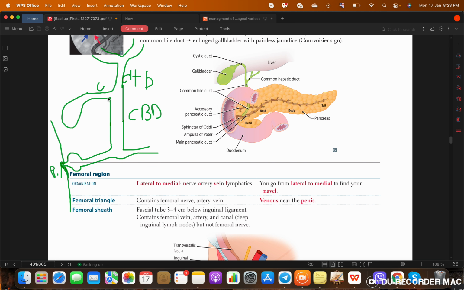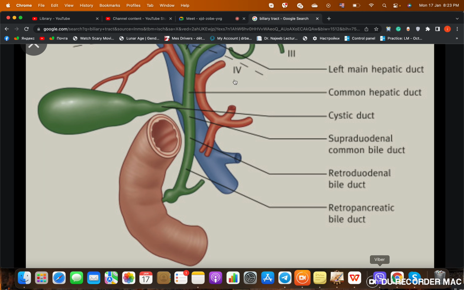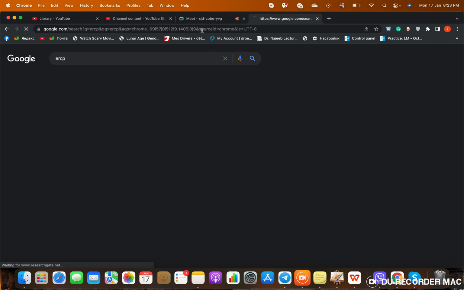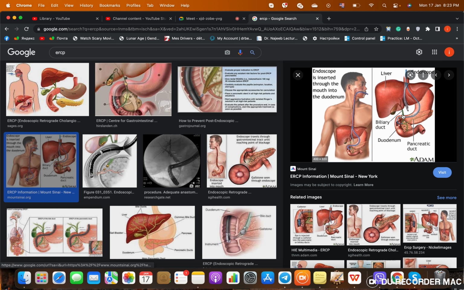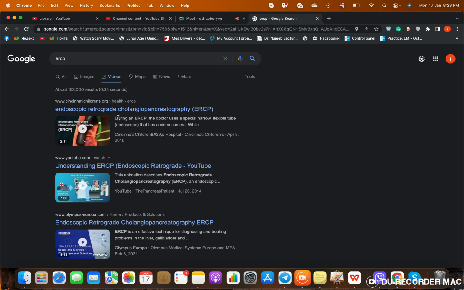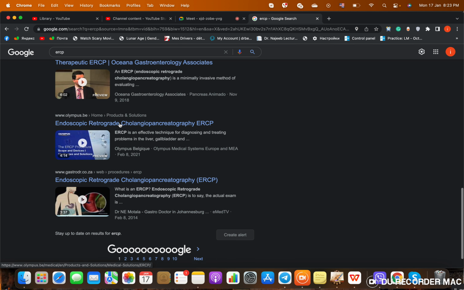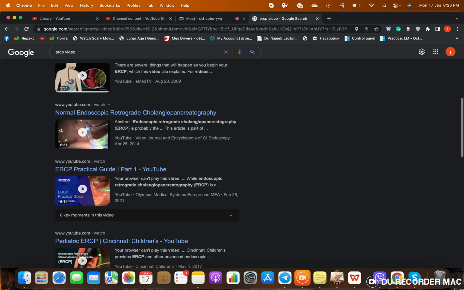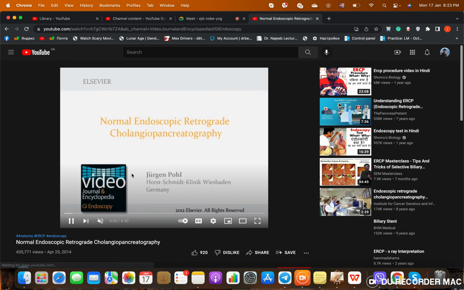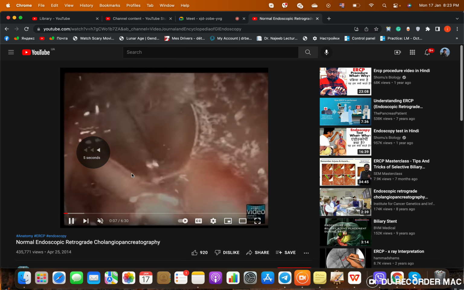we have a stone, and the stone is obstructing this region, yes? And we do a procedure called ERCP. You need to know what ERCP is. ERCP stands for endoscopic retrograde cholangiopancreatography. Let me explain what that is. We bring the patient, we put a scope inside of his mouth, an endoscopy. It goes all the way until it reaches the duodenum. At the duodenum, what do we do next? Nice. We go through the papilla.